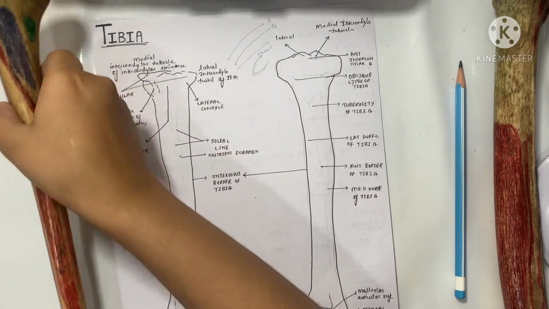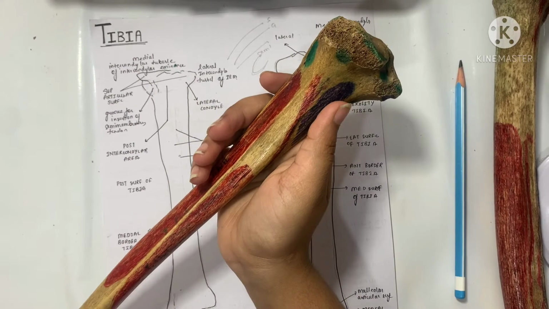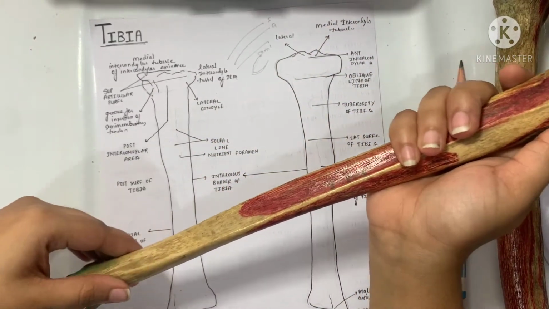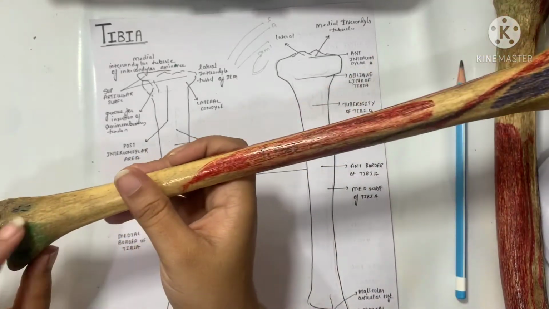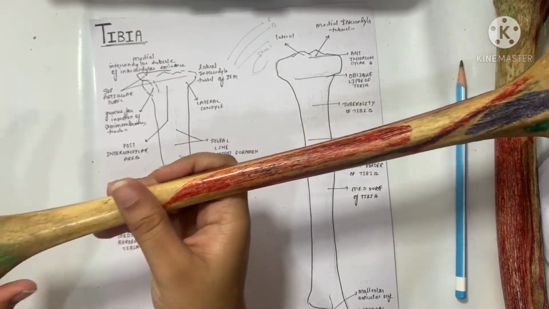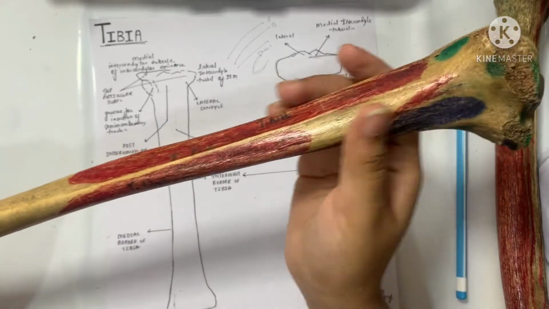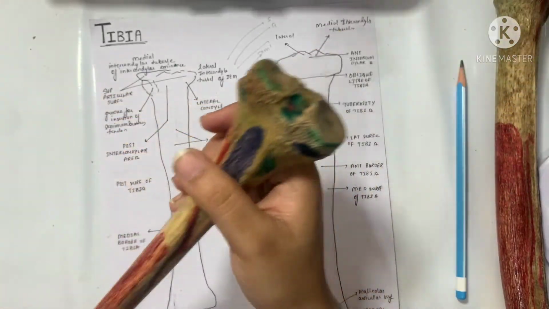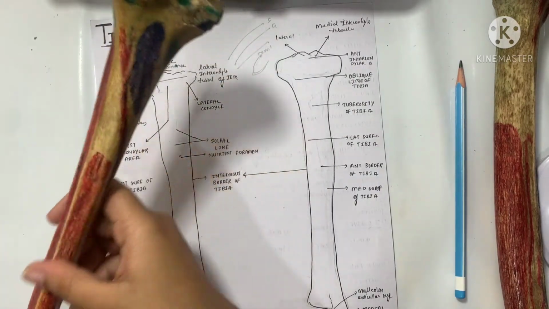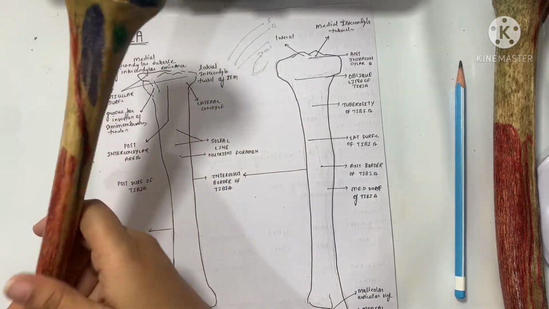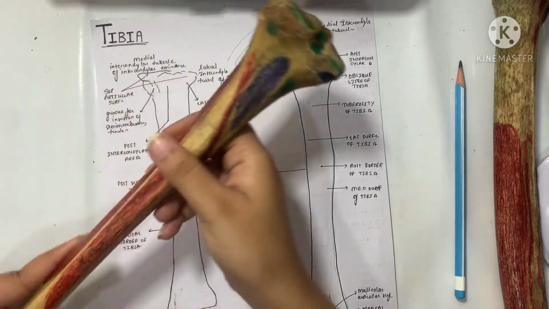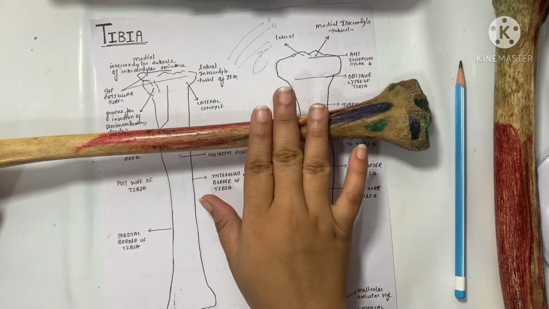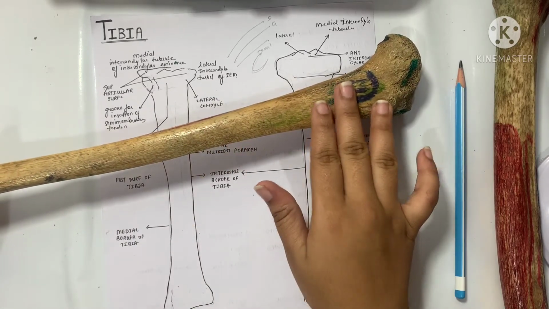It is very thick above. See, it is very thick above, and gradually it becomes thinner till the junction of the middle and lower third, then becoming thick again. See, it becomes thick, thin, and again it becomes thick at the lower end. It has 3 borders. This is the anterior border, interosseous border, and this one is the medial border. It has 3 surfaces: medial surface, lateral surface, and a posterior surface.